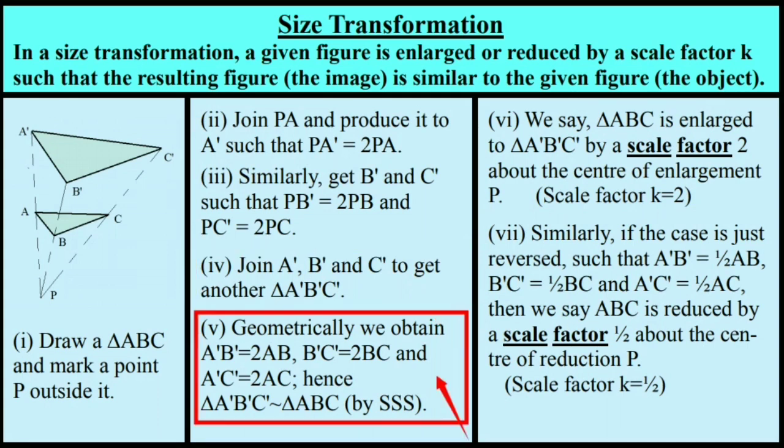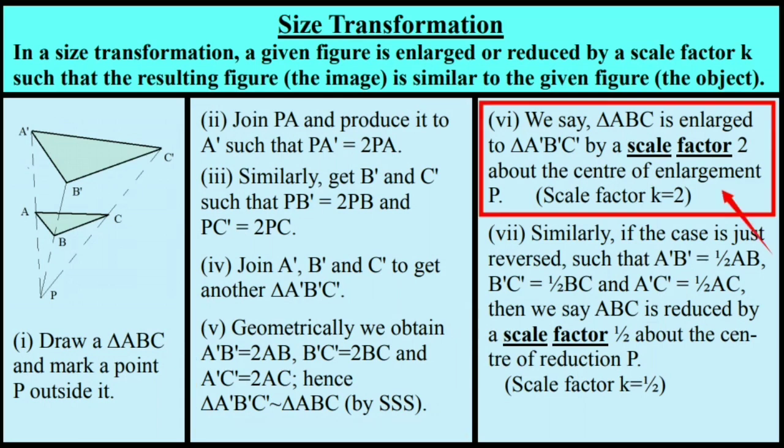Point 5. Geometrically, it can easily be proved that AB is half of A dash B dash, BC is half of B dash C dash and AC is half of A dash C dash. Hence, we can say triangle A dash B dash C dash is similar to triangle ABC by side, side, side postulate.